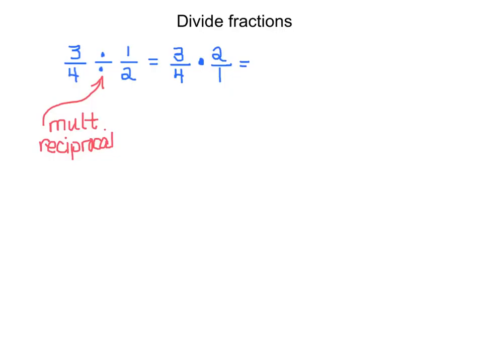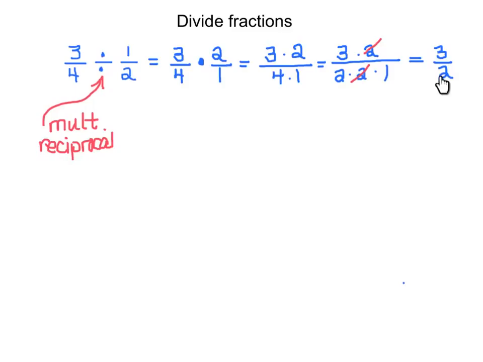So what we're doing is we're going to multiply the 3 times the 2 over 4 times 1. And I hope you're recognizing that we happen to know that 4 is 2 times 2. So I can rewrite the denominator as 2 times 2 instead of 4. And what I see here is that the 2's cancel out, and I end up with a 3 in the numerator, and 2 times 1 is 2, so 2 in the denominator. So my result is that 3/4 divided by 1/2 is equal to 3/2.